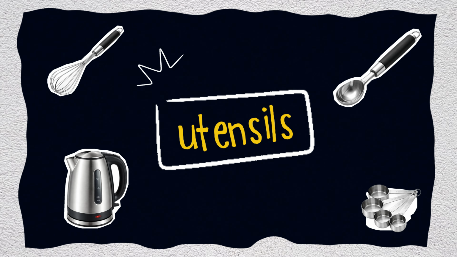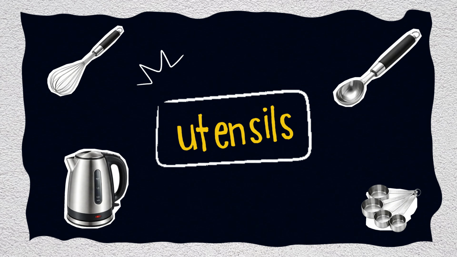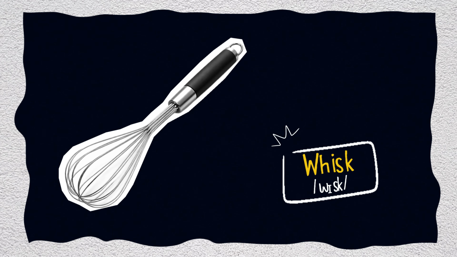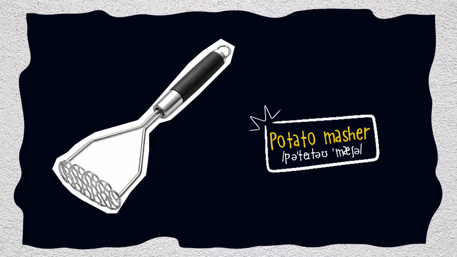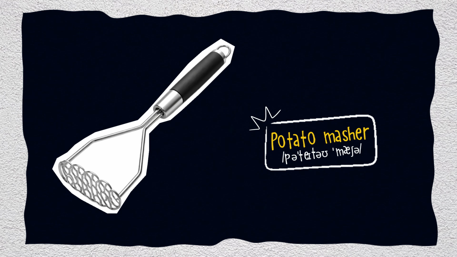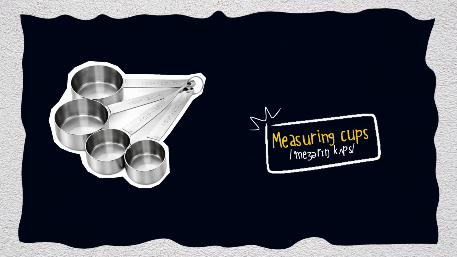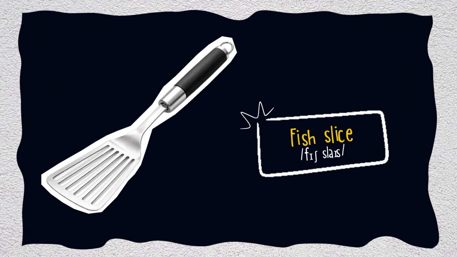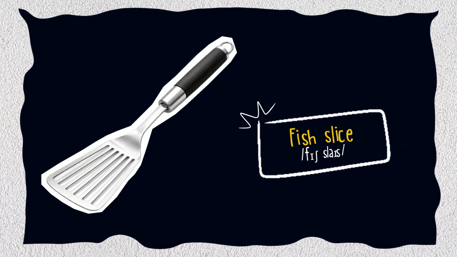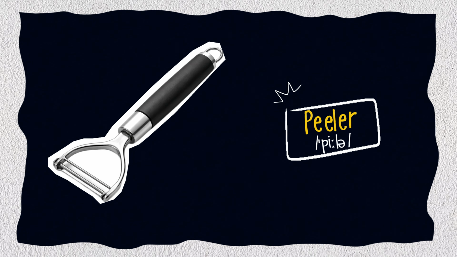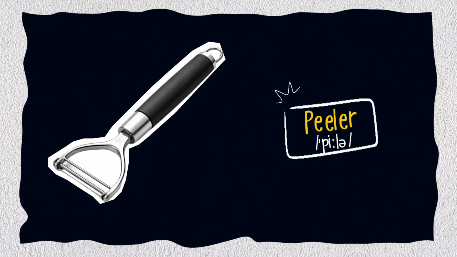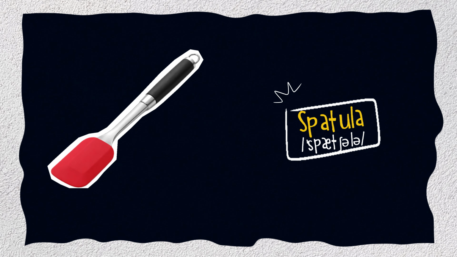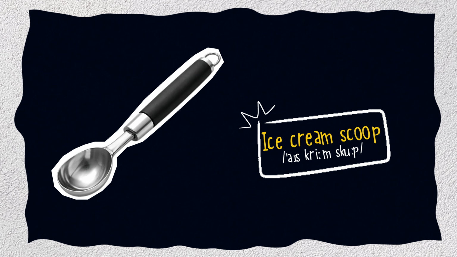When we talk about utensils, these are the other things that we use in the kitchen. We use a whisk, we use a potato masher. These are measuring cups. This is a fish slice. This is a peeler, a vegetable peeler. This is a spatula. This is an ice cream scoop.